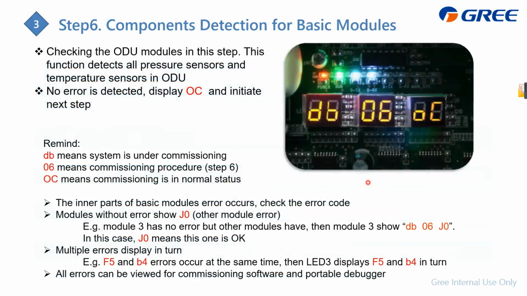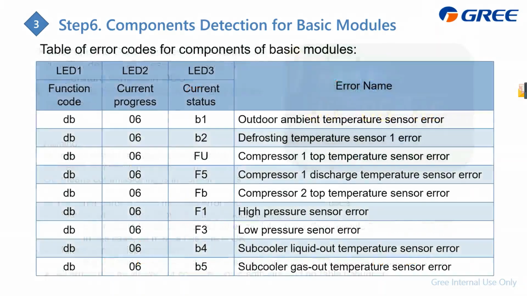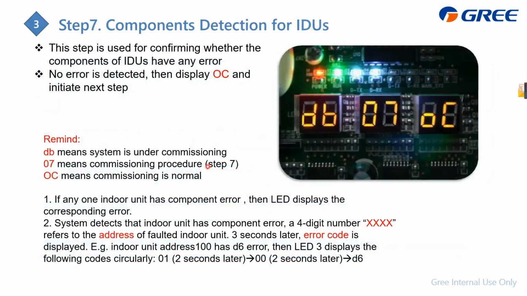But we know for the modularized system, if one slave module has an error, what will be displayed? The module without error will display J0, and the module which has the error displays the corresponding error code. Okay, that's step 6. And then if there is no error, it comes to step 7 automatically.